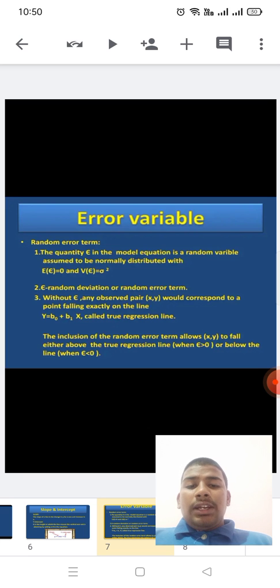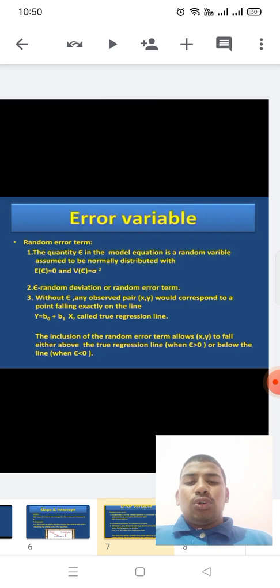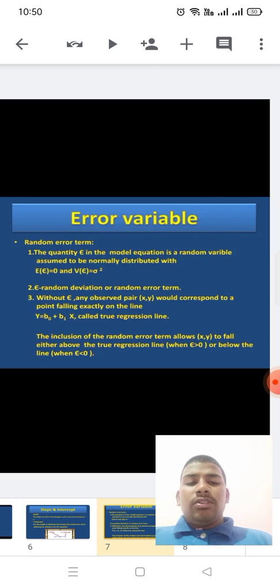Without e, an observed pair (x, y) would correspond to a point falling exactly on the line y = b0 + b1 x, called the true regression line. The inclusion of the random error term allows (x, y) to fall either above the true regression line when e is greater than 0 or below the line when e is less than 0.